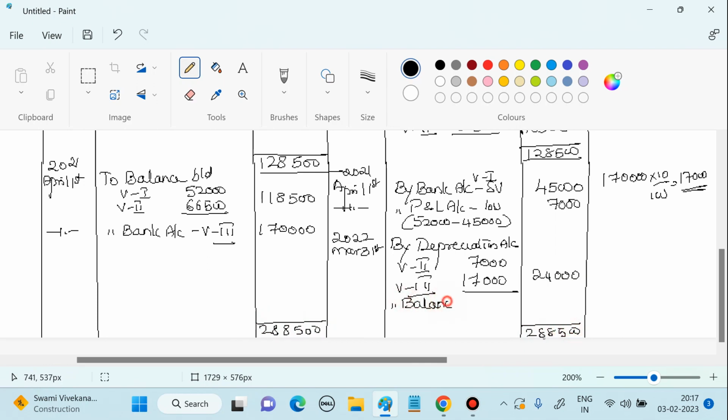Then we write by balance carried down. We'll split it up and keep it so that in the future years it will be useful that way. As we're keeping it like that. Now here van 2 value was 66,500 minus 7,000. That would be 59,000. No, not 59,000. How much would it be? 59,500? 66,500 minus 7,000 would be 59,500.